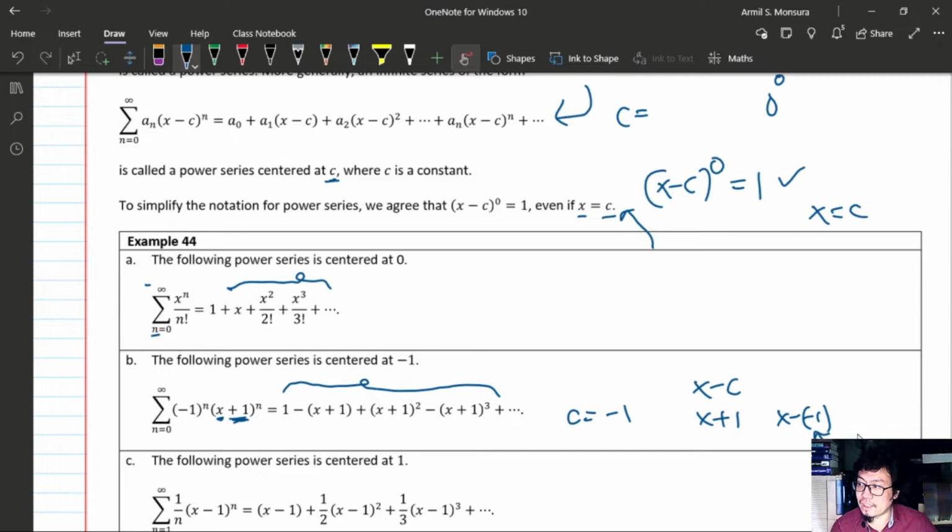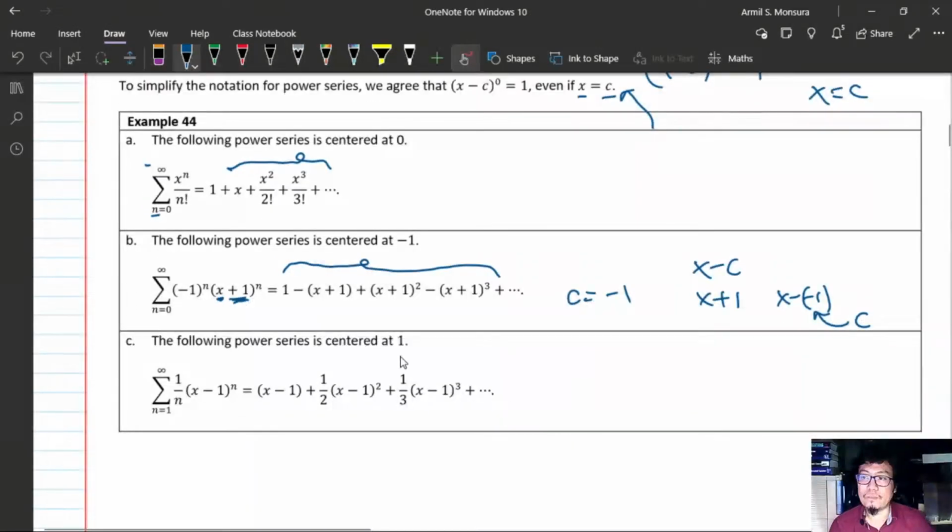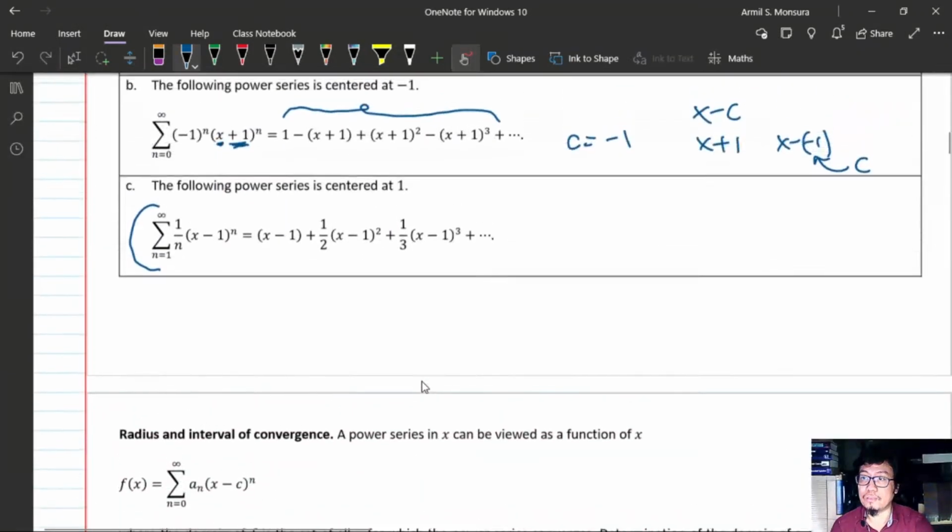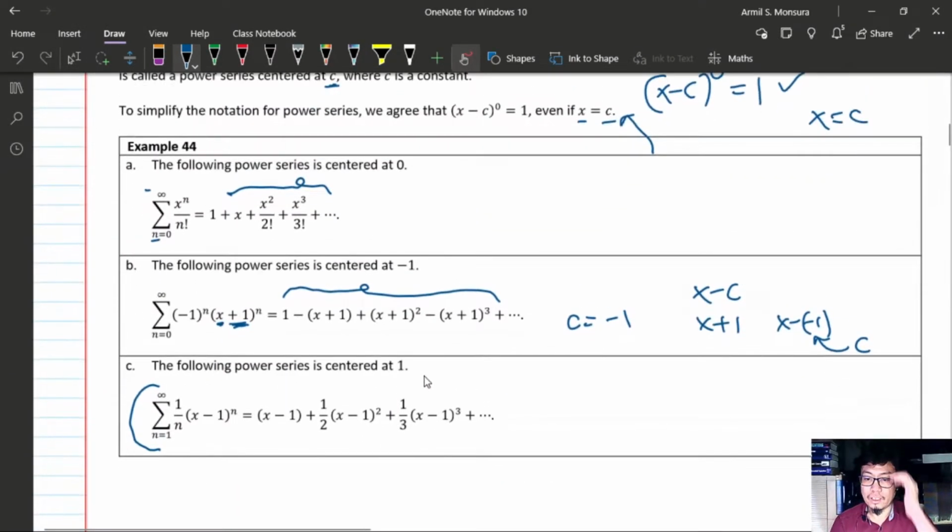So therefore, the center is at negative 1. Okay. So when the center is at 1, we have a series such as this one. So these are some examples of the power series that we can write out.